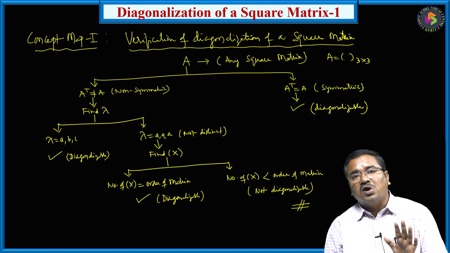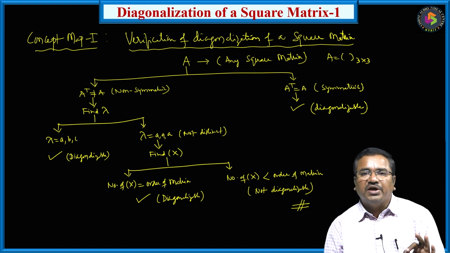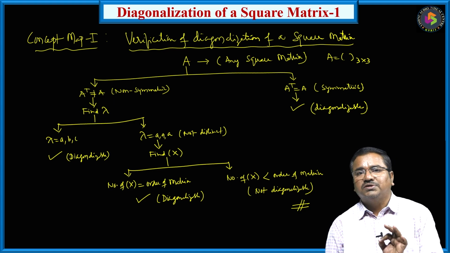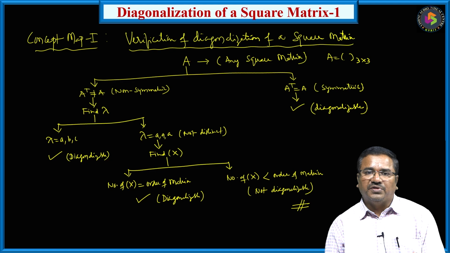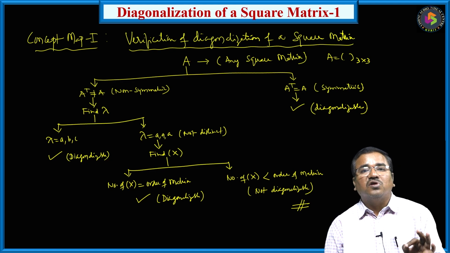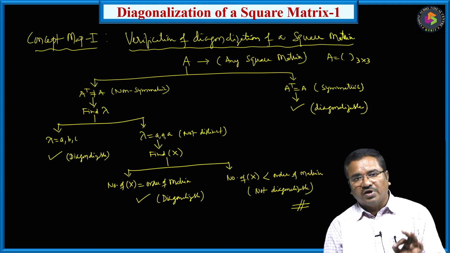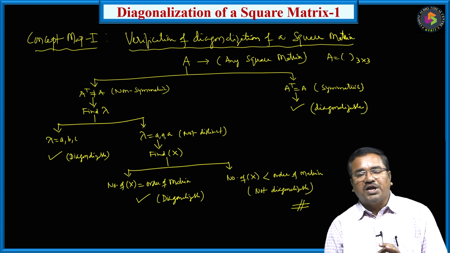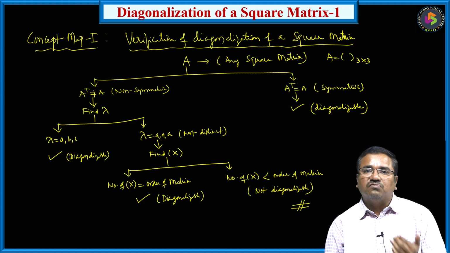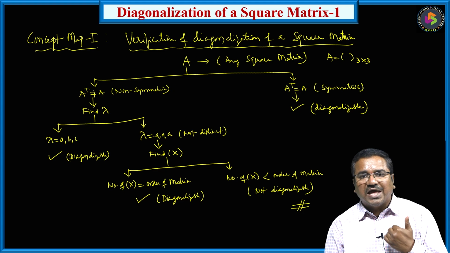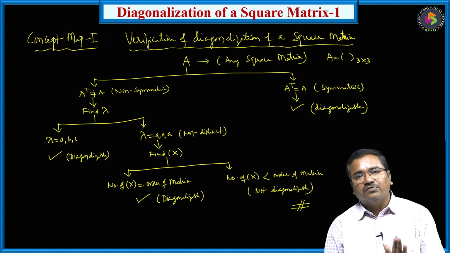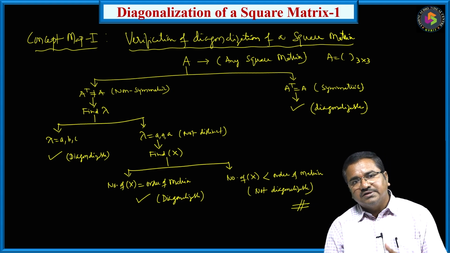So this is the concept map for verification of whether a given square matrix is diagonalizable or not, just yes or no. From this concept map we can easily verify whether the given matrix is diagonalizable. In the next class, if it is diagonalizable, what is the process of diagonalization? We'll discuss in the next class.